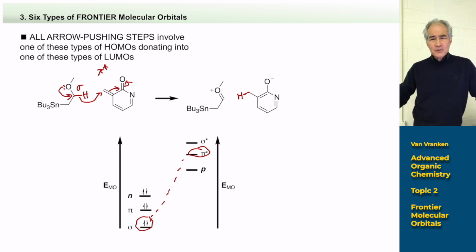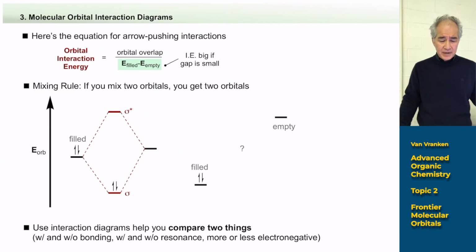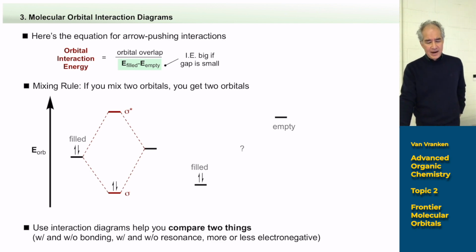So we need to go into a little bit more detail, go a little deeper on these types of interactions between orbitals, between a filled orbital and an unfilled orbital. And I'll show you a tool that you can use to analyze those interactions when you want to make simple comparisons. And so the tool that I'm going to introduce you to is called a molecular orbital interaction diagram.